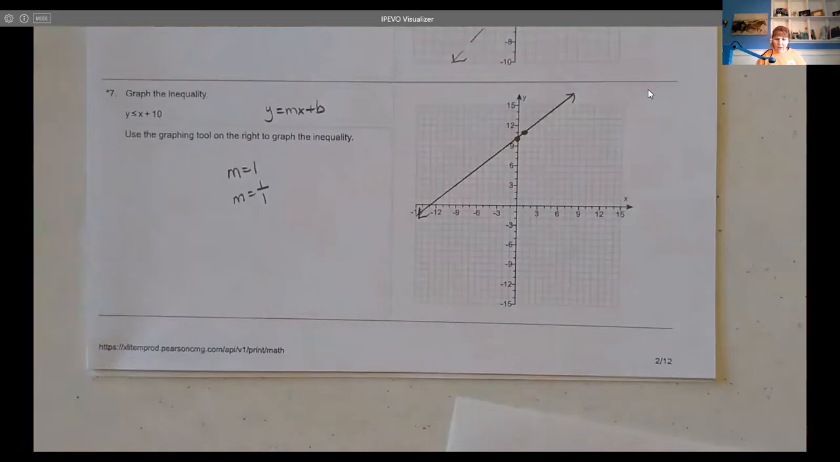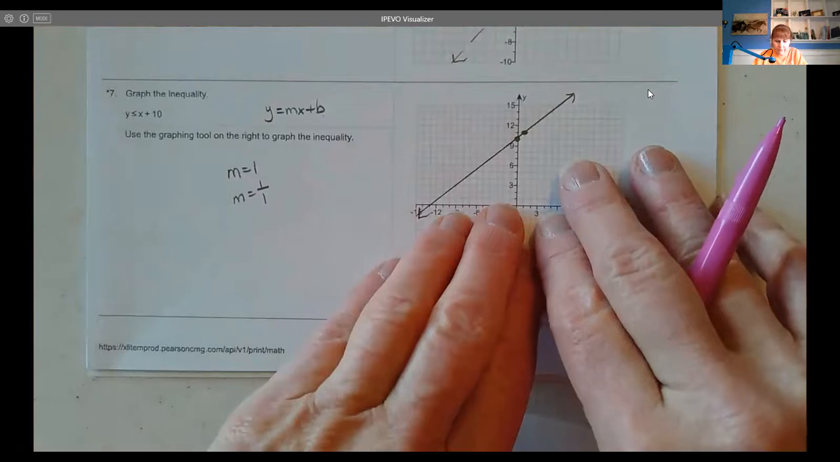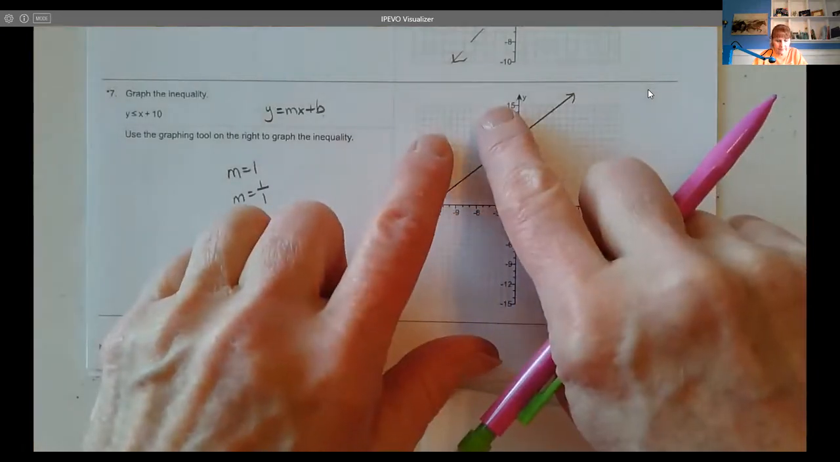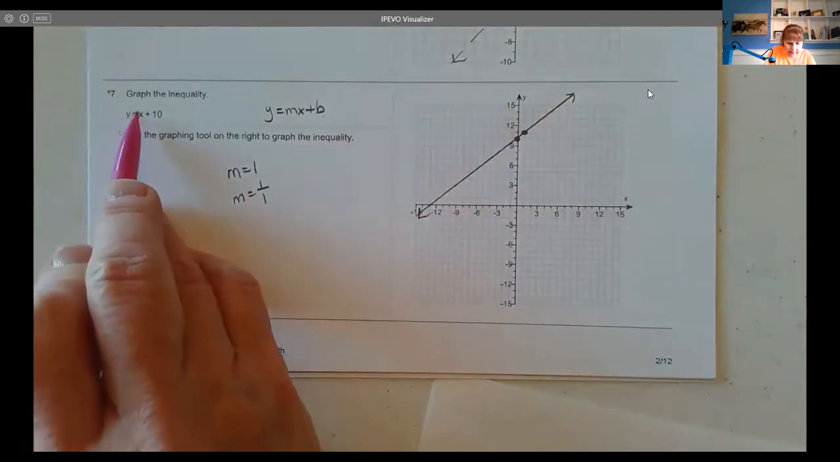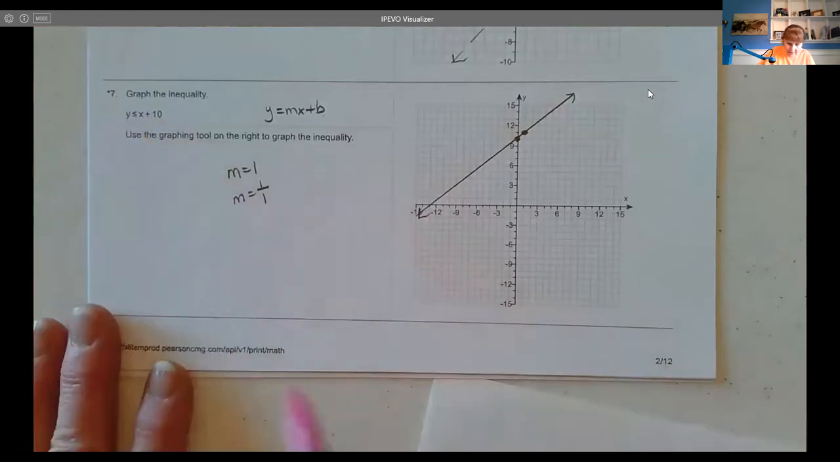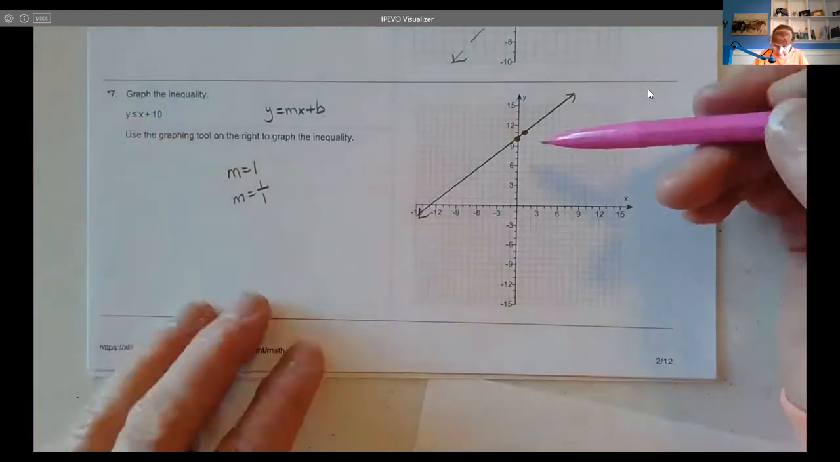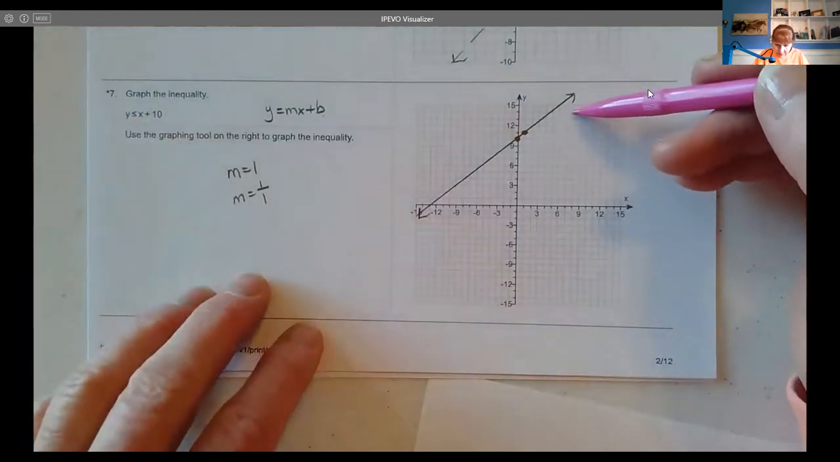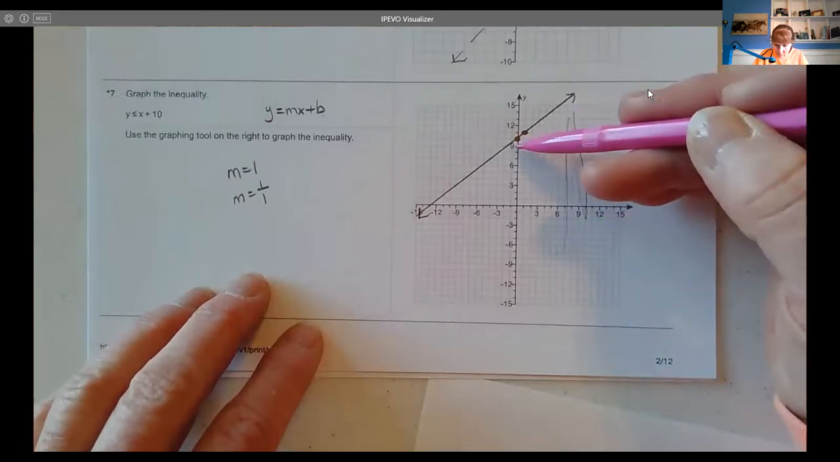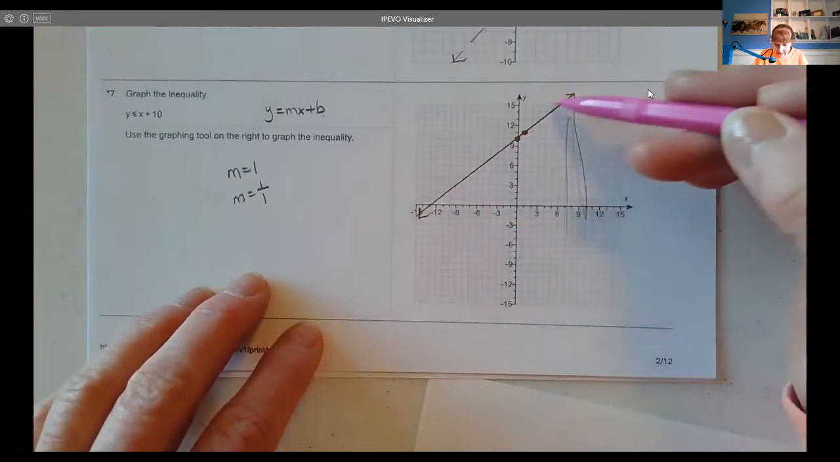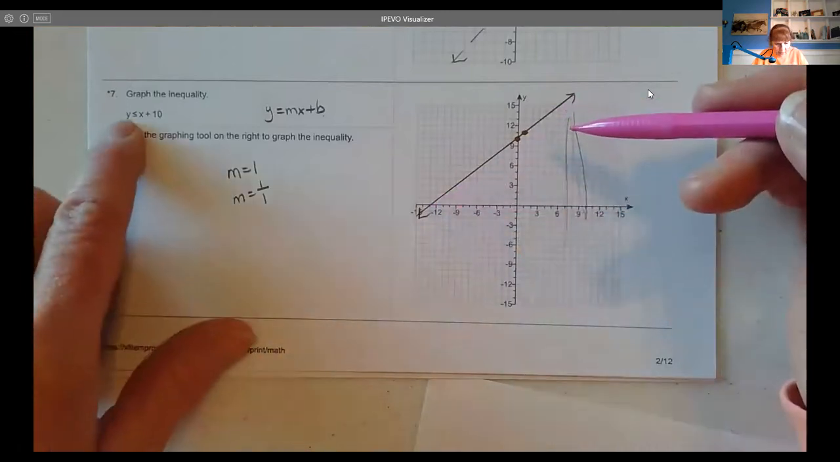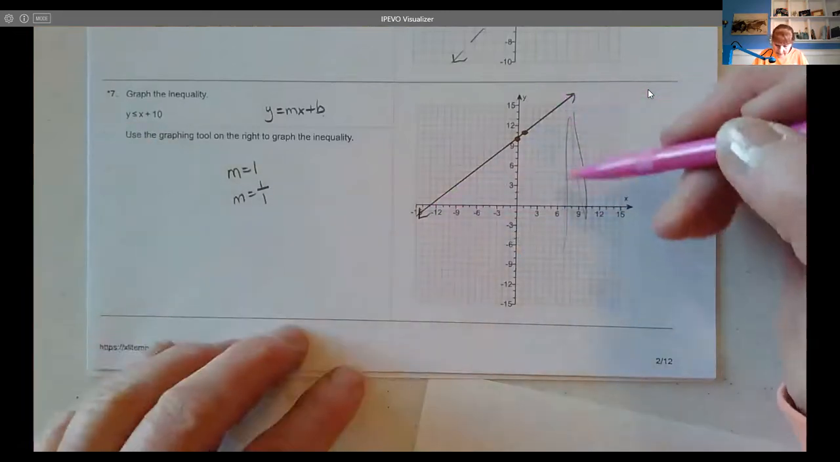Perfect. But there's more solutions. Will the solutions be found below or will they be found above? I want the y values that are less than the line. So we want y's that are under the line, and that will be below. All of these y values are less than the line itself. So we want y's that are under, less than.